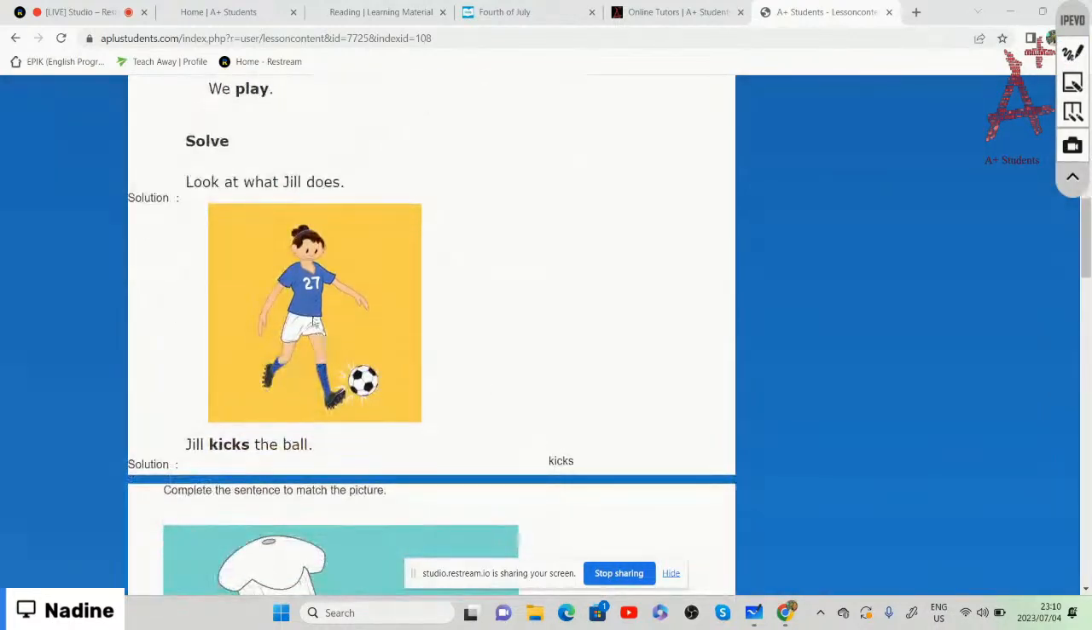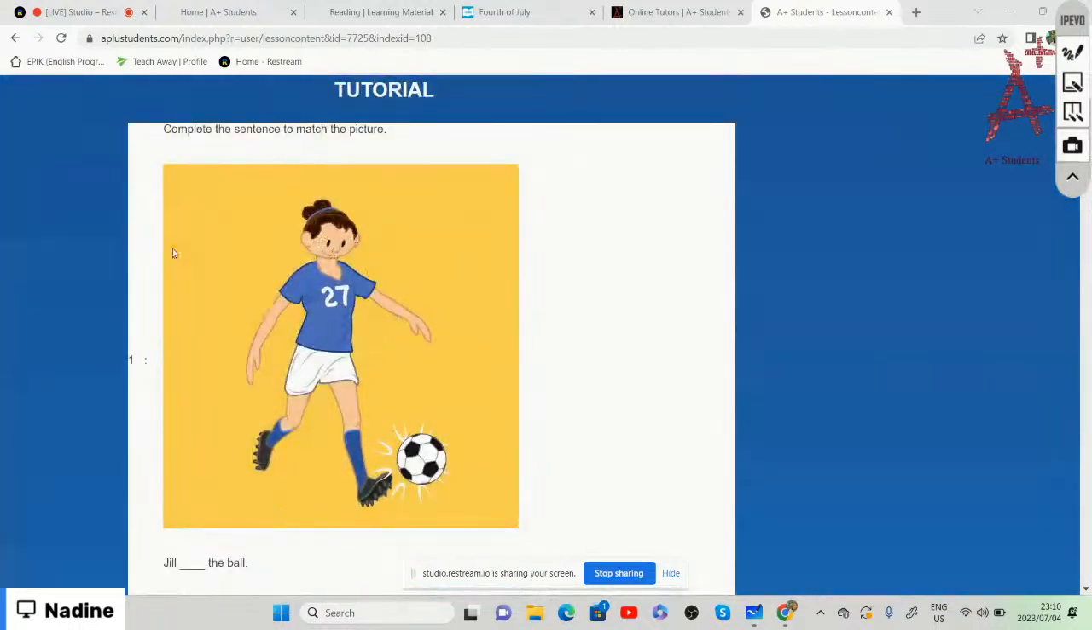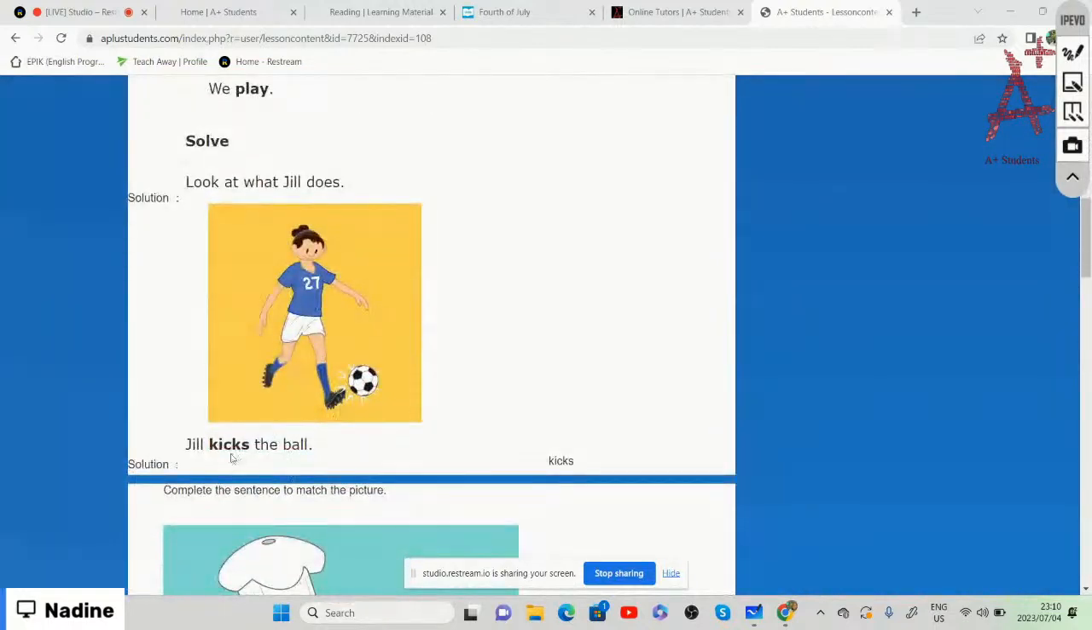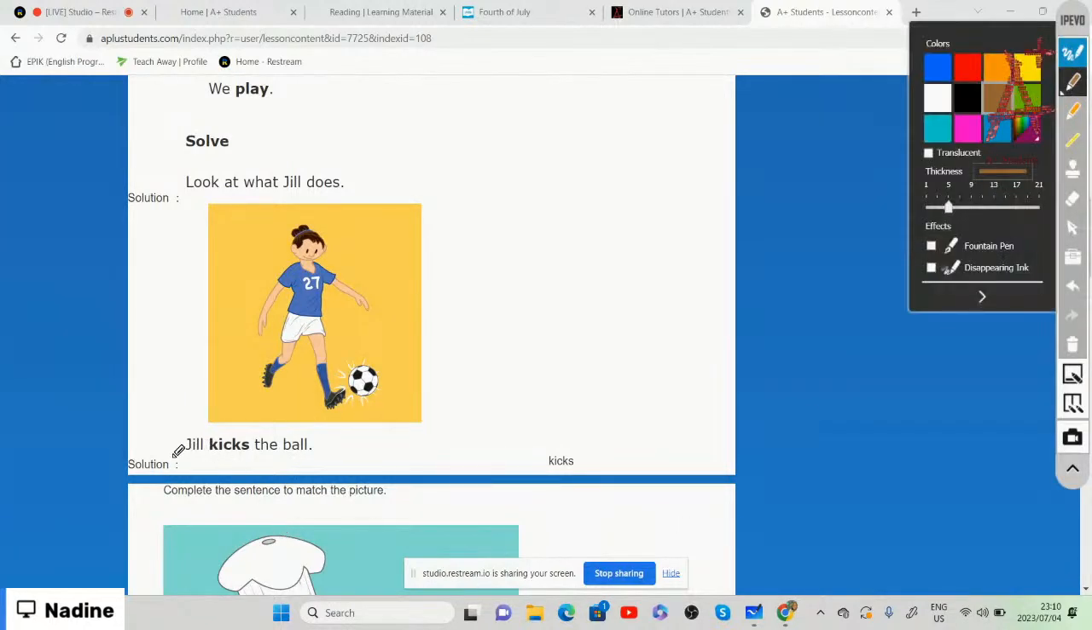All right. So if we now look at the first picture that we need to complete the sentence to match the picture. If we look further down, here it says that Jill kicks the ball, right? Jill kicks the ball. So if you say Jill play with the ball, yeah, that's also good. But in this case, especially here where they show these little thingies around the ball, it shows the action or the pressure that happened over there. So Jill kicks the ball, right?